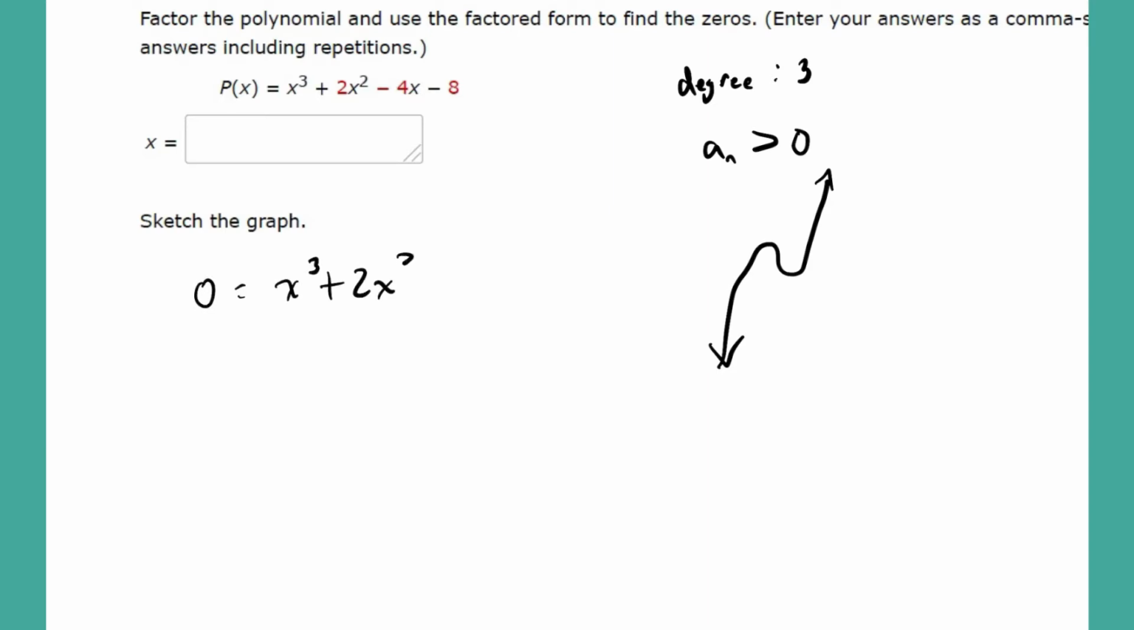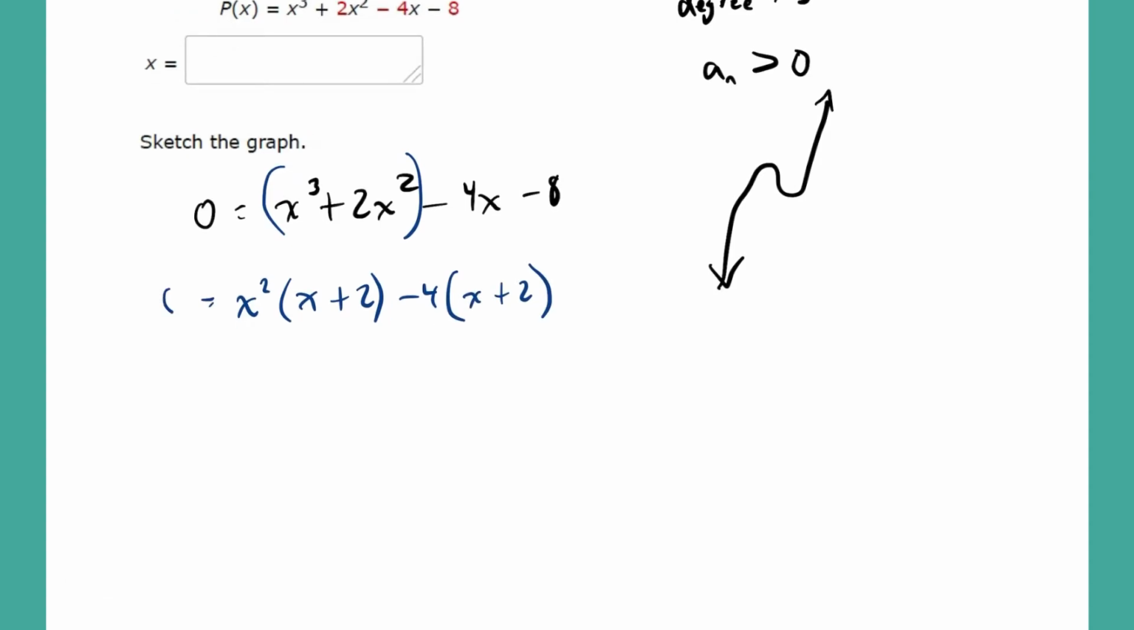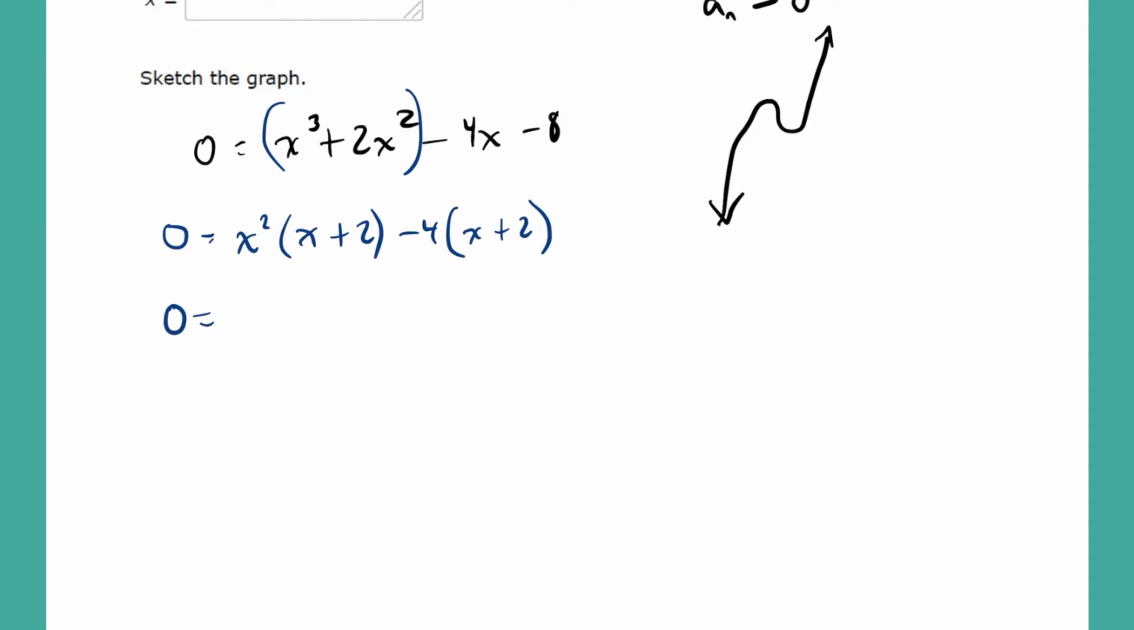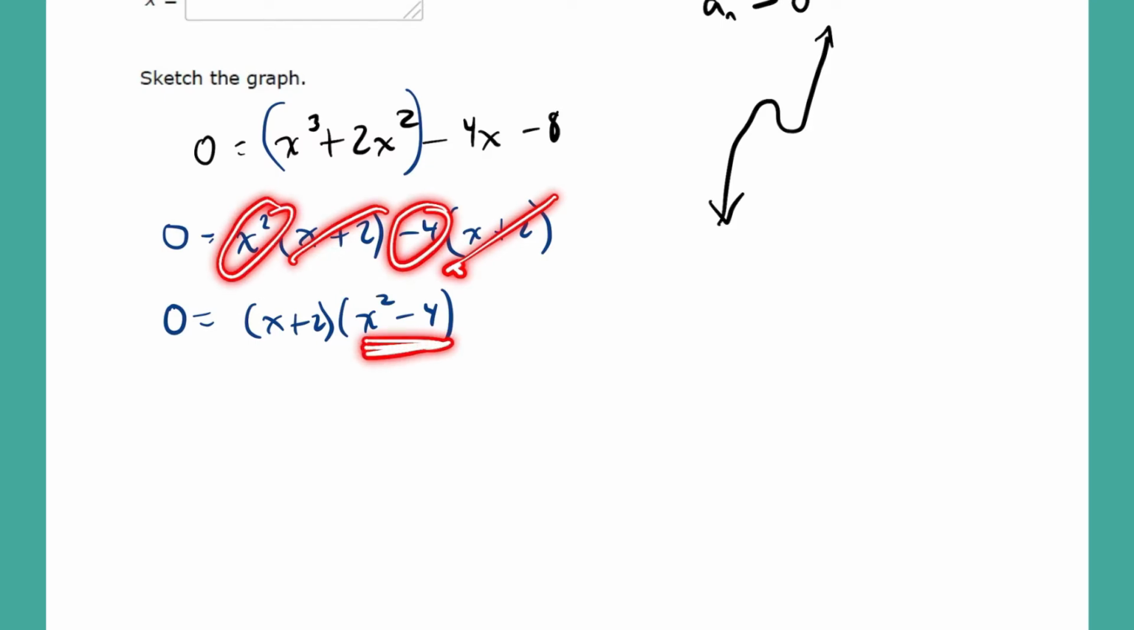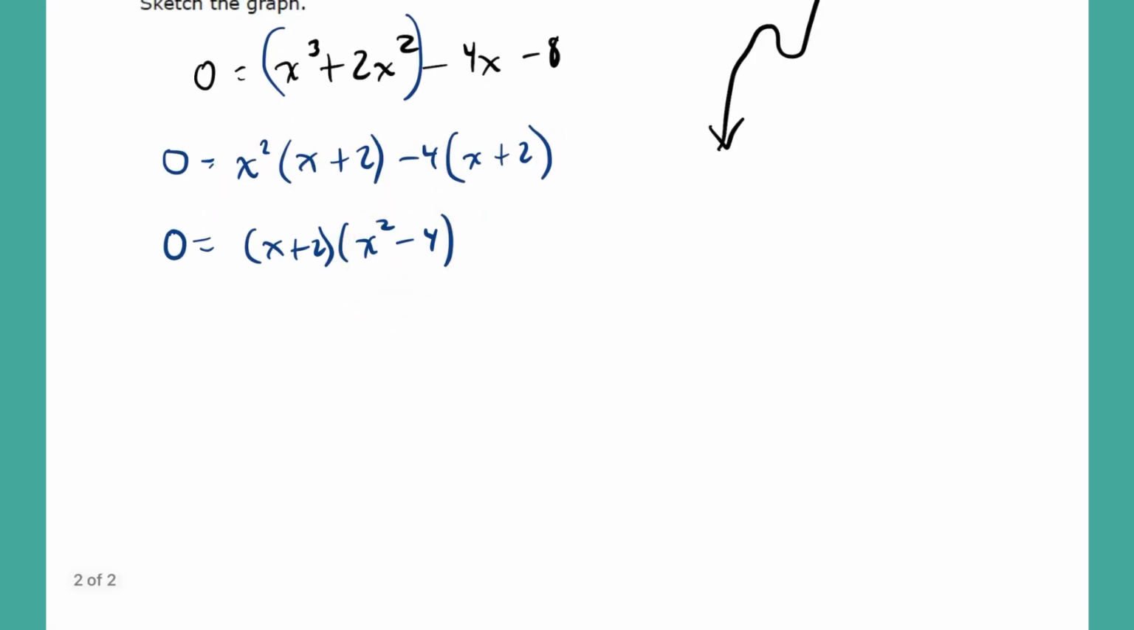In order to factor it, you want to factor by grouping. So let's group the first two terms and take out the GCF, which is x squared. That leaves us with x plus 2. Over here, the GCF is -4, which leaves us with x plus 2. And now, if you factor out the x plus 2, which is a common factor, you'll be left with x squared minus 4. So I factored these two binomials out, and I'm left with x squared minus 4, which is here.